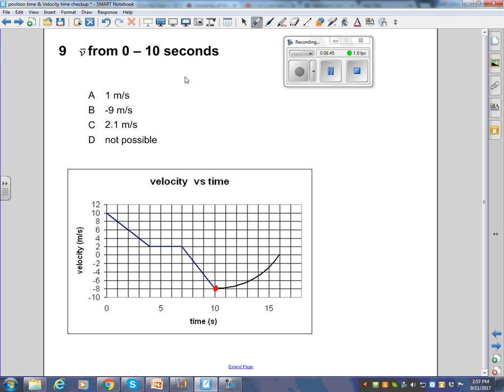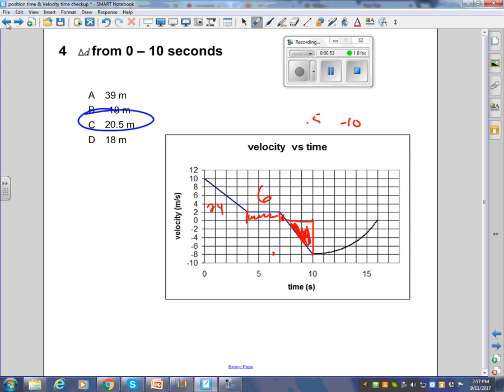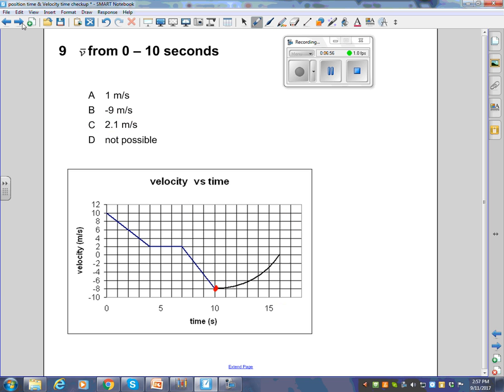V bar from 0 to 10. Well, that's okay, because I've got to go back to, what was it, 20.5? Divide by 10, oh, that's easy, I can do it in my head. 2.05, I guess, right? Or 2.1.